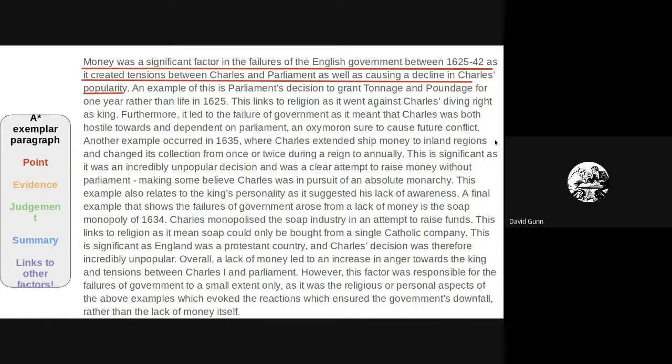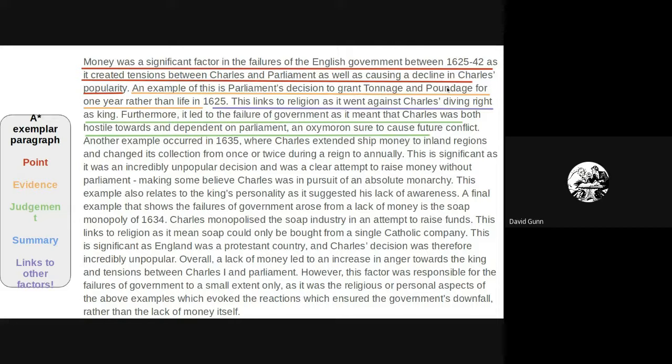So we've got a really clear point. We've got clear, precise evidence, tonnage and poundage, 1625, making a link to another factor, and clear judgment analysis there. Okay.